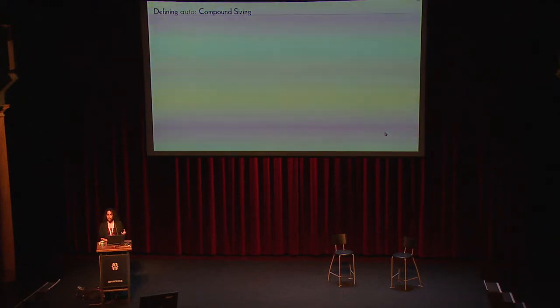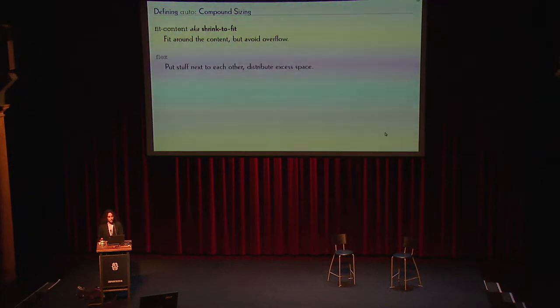Then we have compound sizes. The compound size is the size that combines some of these other things in some sort of a formula. The most common one is the shrink to fit formula, which is used for tables, which is used for floats, which is used for absolute position. The goal of this is to fit around the content, but also, at the same time, avoid overflow. And then we have another type of compound sizing, which you learned about earlier today, which is flex. The goal of that is to be able to put stuff next to each other and then distribute the extra space.